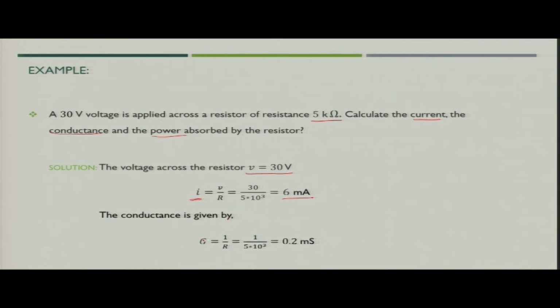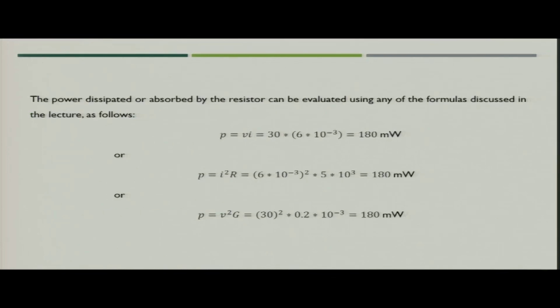Now, what would be the conductance? The resistance R is given. So, you just take 1 by R of the value given, you will get the value of conductance, that is 0.2 millisiemens or millimho. Now, let us try to find out the power dissipated or absorbed by the resistor. You can use any formula which we have discussed till now. Let us take one formula like P is equal to V I. So, when you put the value of V and I, you will directly get the value of power dissipated, that is 180 milliwatt.